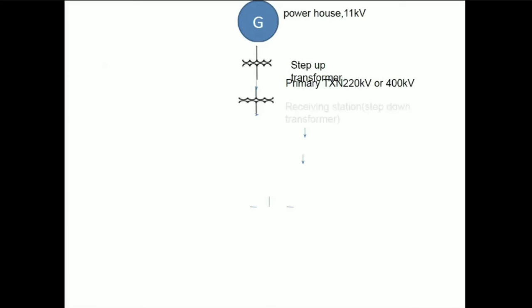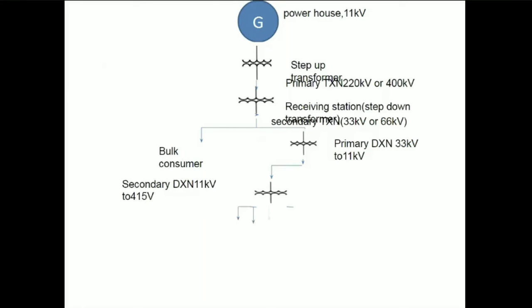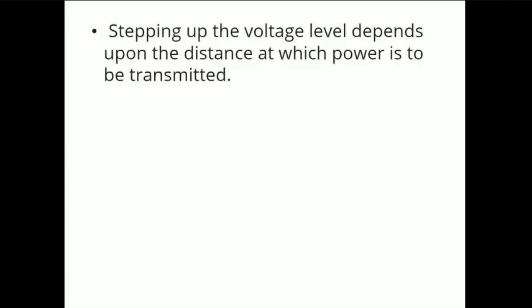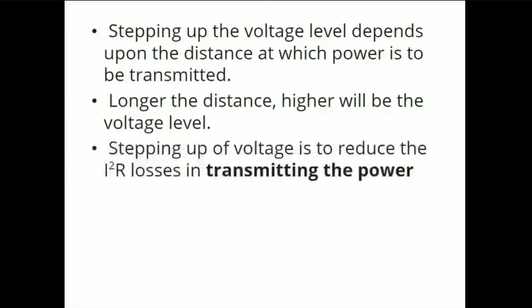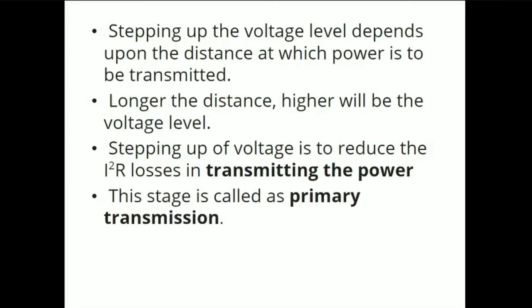We have seen this diagram. We shall see the explanation for this diagram in the next slide. Stepping up the voltage level depends upon the distance at which the power is to be transmitted. Longer the distance, higher will be the voltage level. Stepping up of voltage is to reduce the I2R loss in the transmitting of the power.